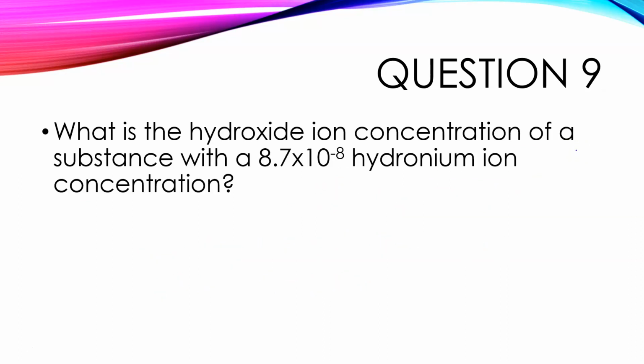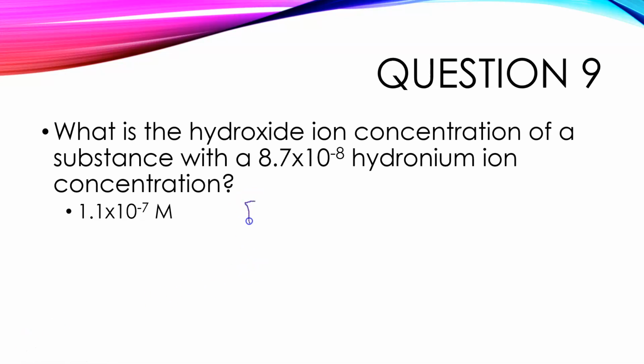Question number 9 asks us, what is the hydroxide ion concentration of a substance with 8.7 times 10 to the negative 8th hydronium ion concentration? Pause this video and come back when you have your answer. All right, you got the correct answer to this problem if you got 1.1 times 10 to the negative 7th. Hopefully you got this one right. If you didn't get it right, let's take a look at what we would have done.